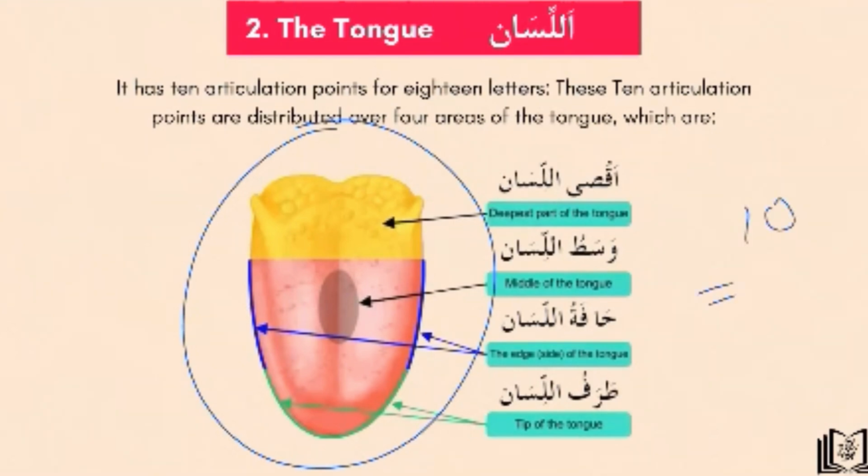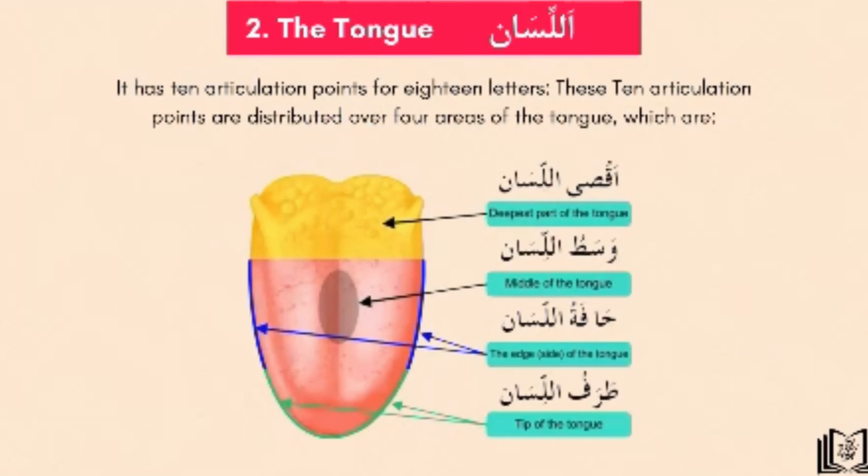And the alphabets itself is 18. For Halak, we saw only 6 alphabets, but for Al-Lisan, we have 18 alphabets. Now let us see how many articulation points there are. The tongue is distributed into 4 areas, meaning 4 articulation points. From where will the other 10 articulation points come?